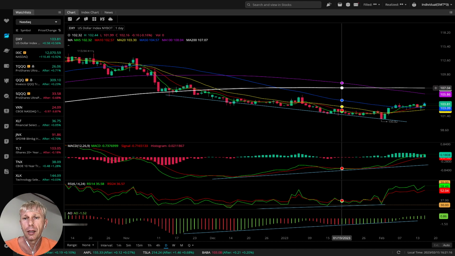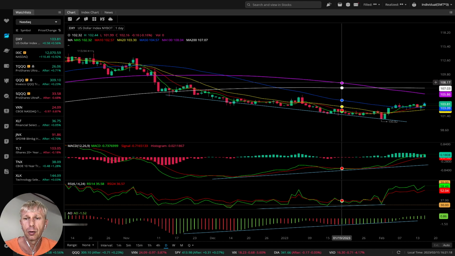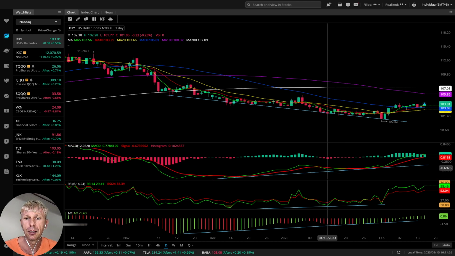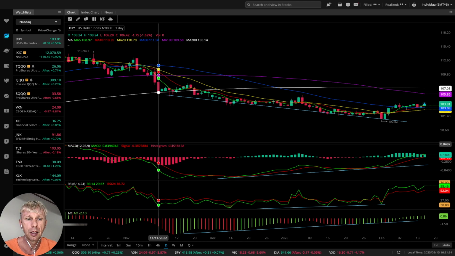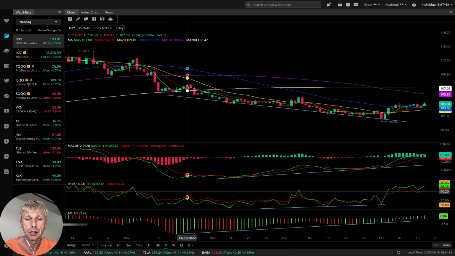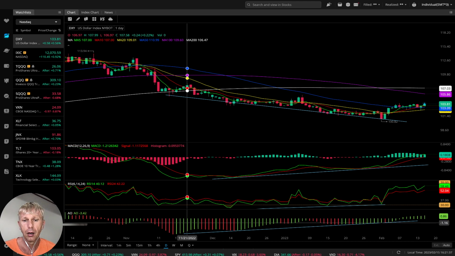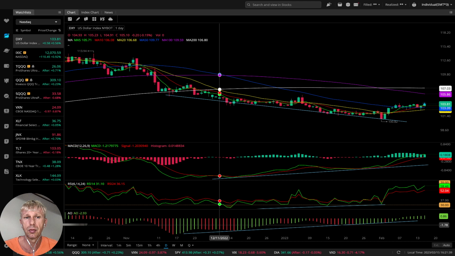Okay, moving averages: white line MA200, purple line MA100, blue line MA50, yellow line MA20, red line MA10, and green line MA5. MACD indicator: red line is the signal line and the green line is the MACD line. RSI, same setup: red line signal line, green line RSI line. Also the oscillator: green is bullish, red is bearish.